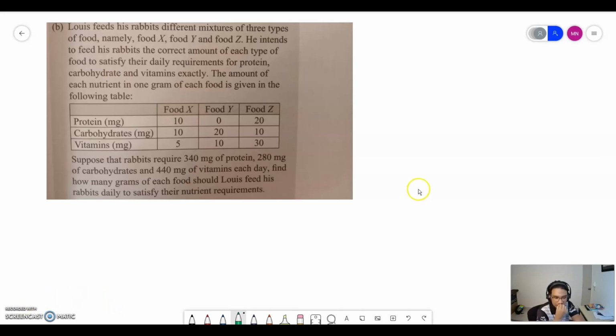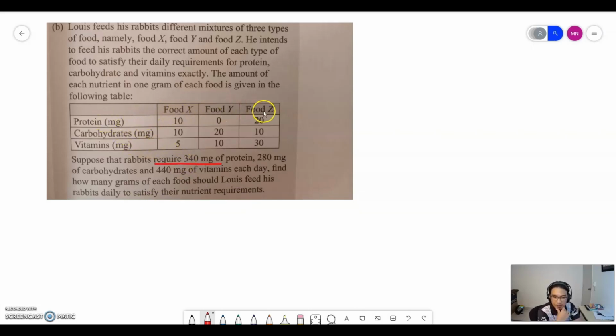Okay, so from the questions, it mentioned that Louis wants to feed his rabbit by using mixture of food X, food Y, and food Z. On the second paragraph, suppose that the rabbits require 340 mg of protein, 280 mg of carbohydrates, and 440 mg of vitamins each day. So we have to find how many grams of each food should Louis feed his rabbits daily to satisfy their nutrient requirements.